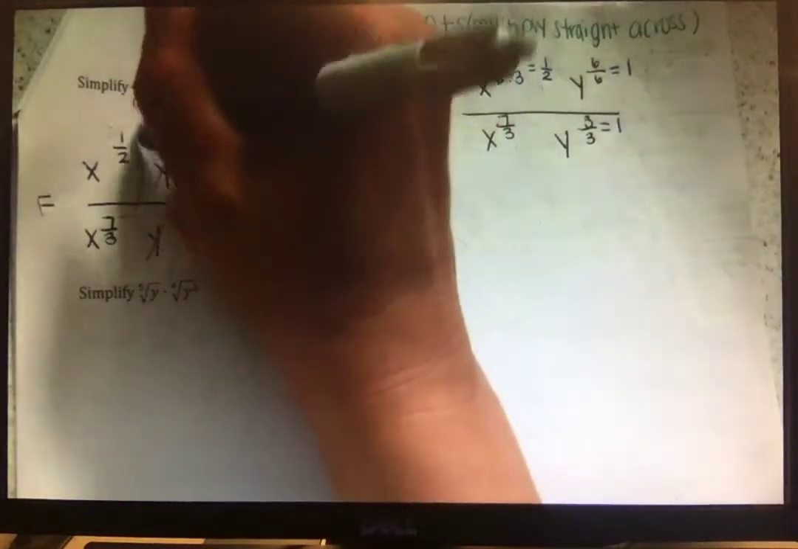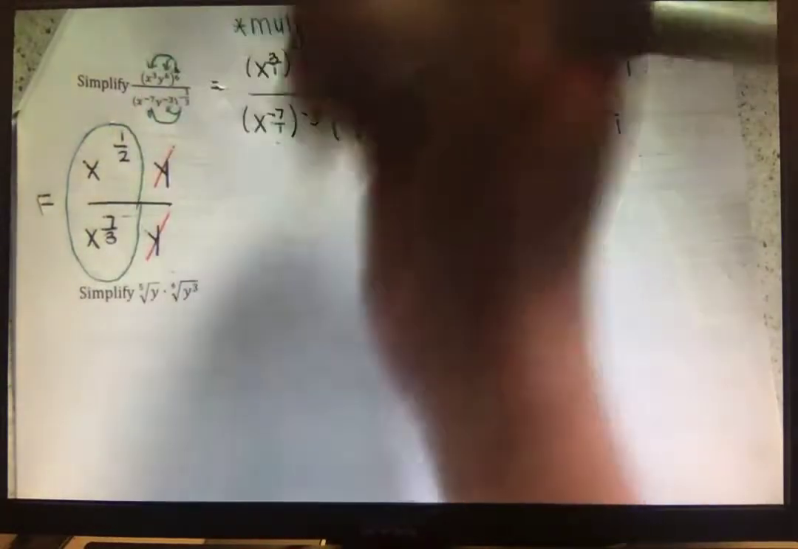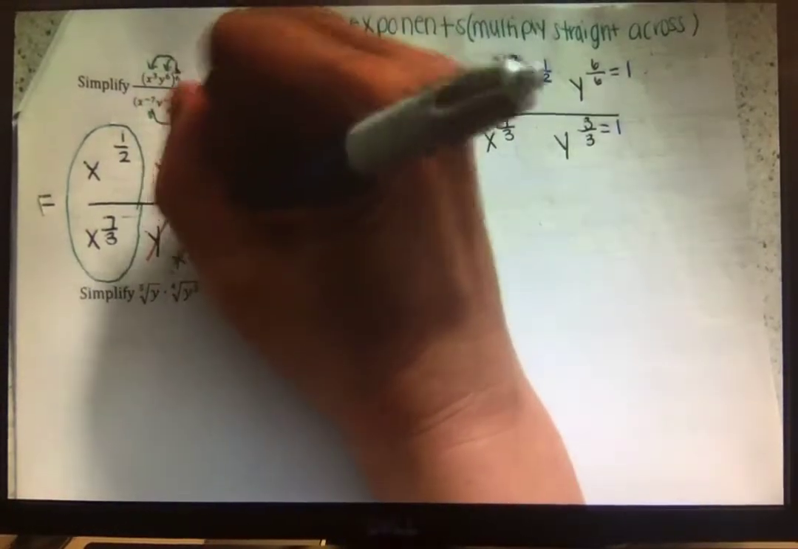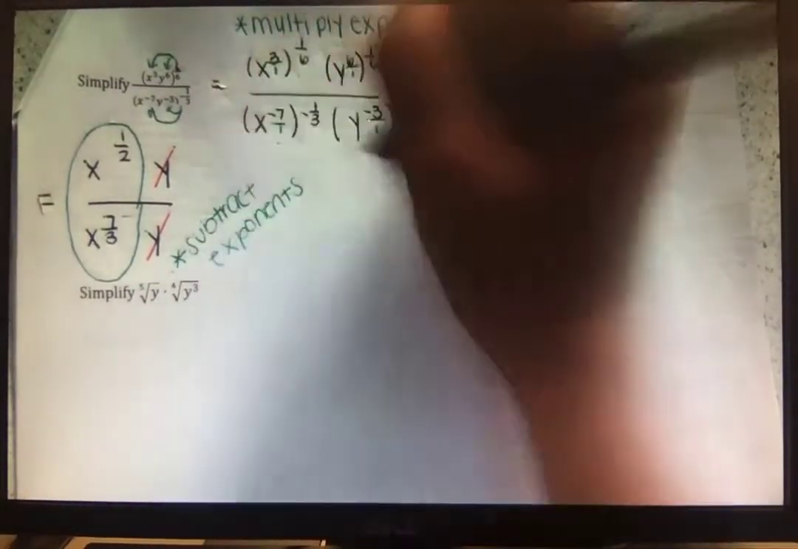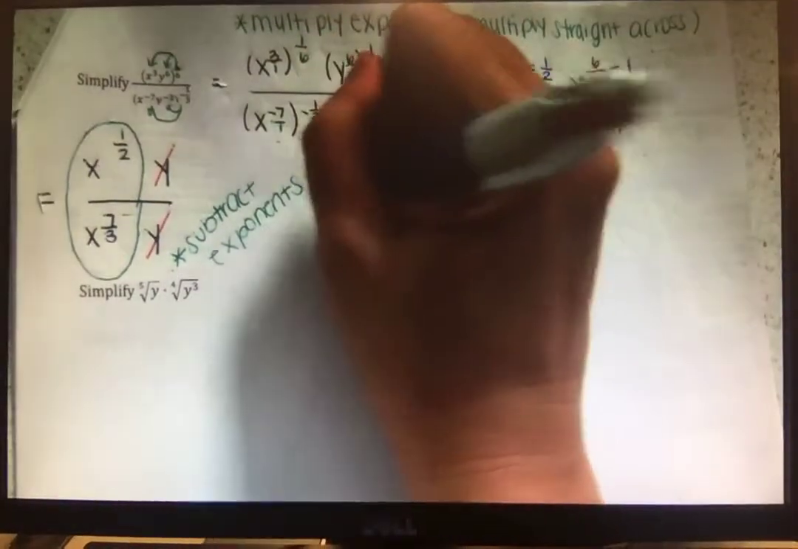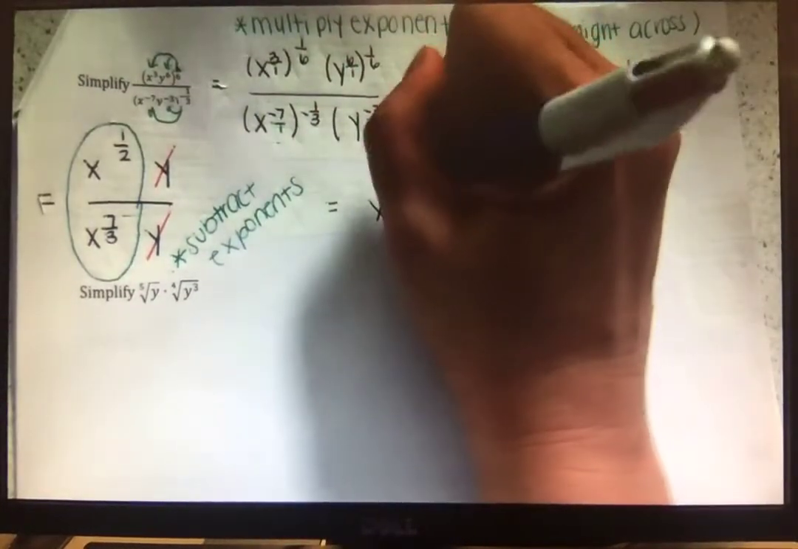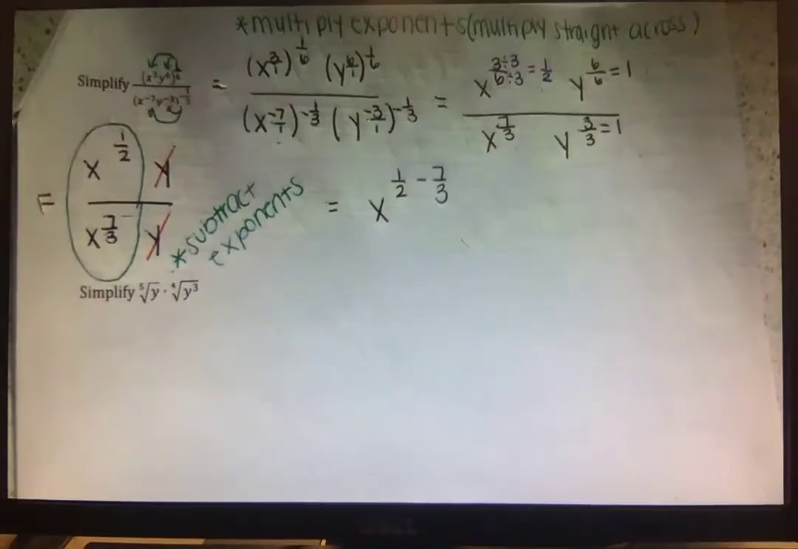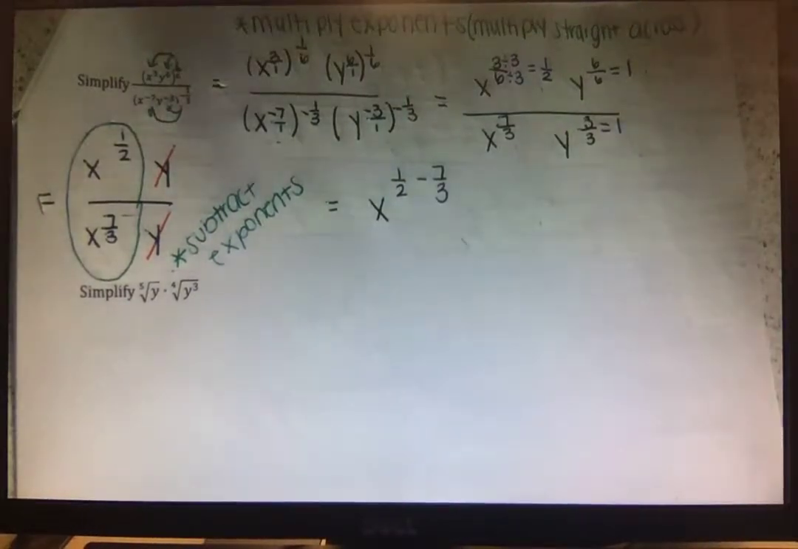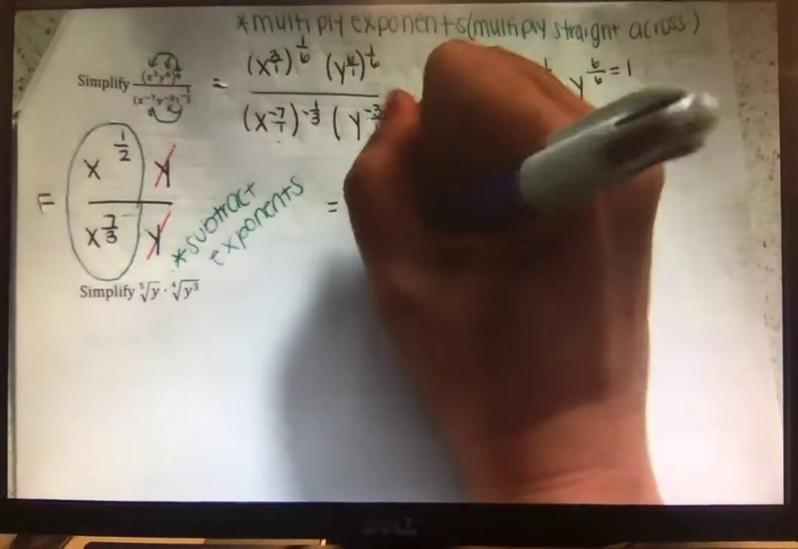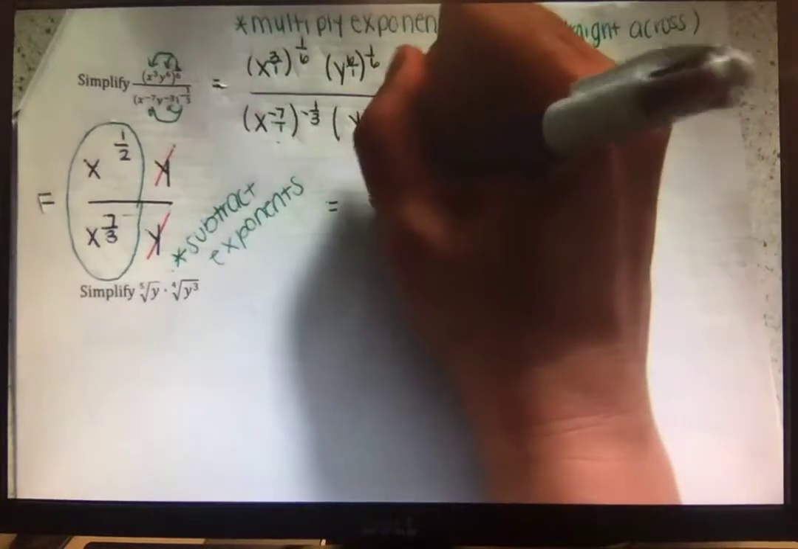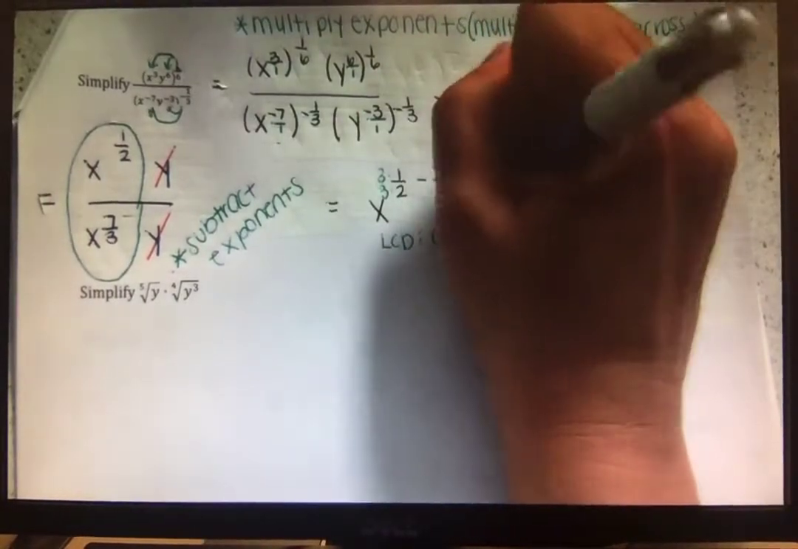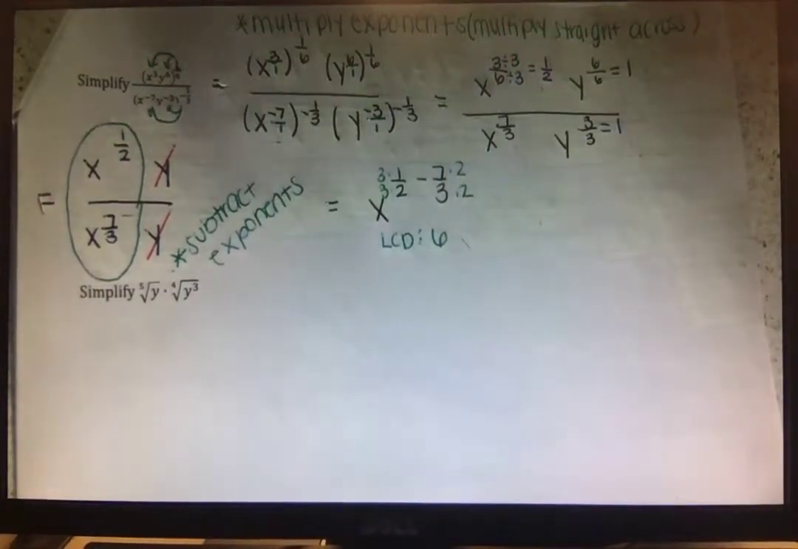So because they're both x, or like terms, because they're being divided, we are going to subtract our exponents. And we are left over with x to 1/2 minus 7/3. So in order to subtract 1/2 minus 7/3, we need to get a common denominator. Our LCD in this case should be 6. So this fraction is missing a 3 from the top and the bottom. The second fraction is missing a 2 from the top and the bottom.